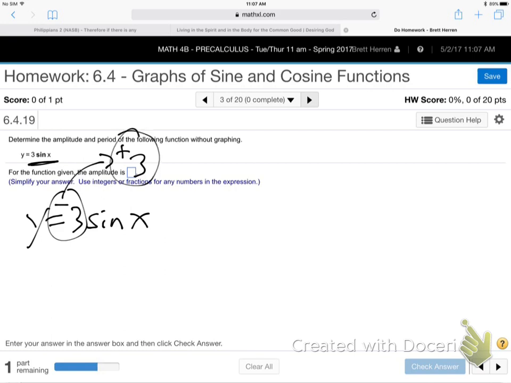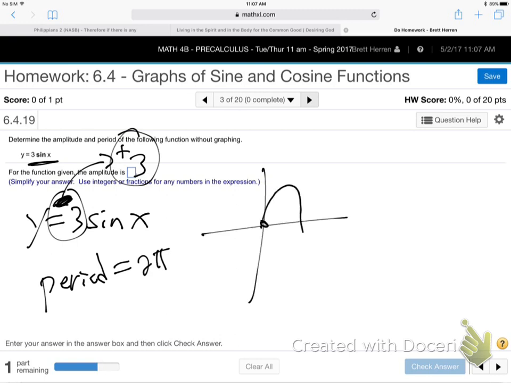They just always want the positive, even if the number in front is negative. So I wouldn't care in a test if you said -3. It's just silly. But anyway, Math Excel will care, and they'll mark you wrong. So it's +3. Ours was +3 anyway, so it wasn't an issue. Now, what's the period? That's the second question they're going to ask you. Anybody know the period for the sine graph? 2 pi, yeah.